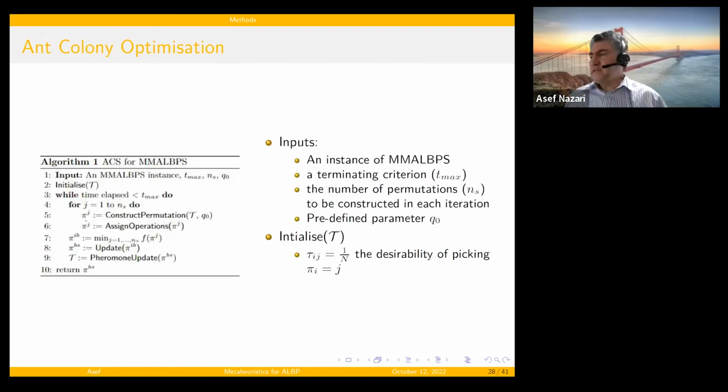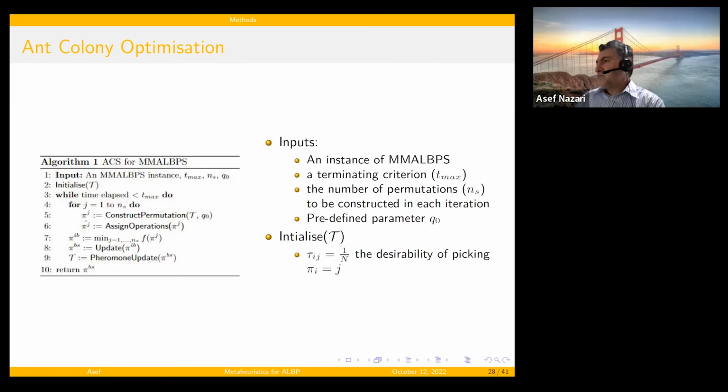Also, for the sake of comparison, we decided to have a version of Ant Colony Optimisation, another nature-inspired algorithm. The idea is we wanted to get permutations both out of simulated annealing and from Ant Colony Optimisation. Then the permutation is going to be fed into the best allocation algorithm that I just explained. Again, here an instance of the problem with max time and the number of ants in the population with the parameter Q0 is considered for ACS. So the pheromones are going to be initialized. For example, they can be initialized uniformly.